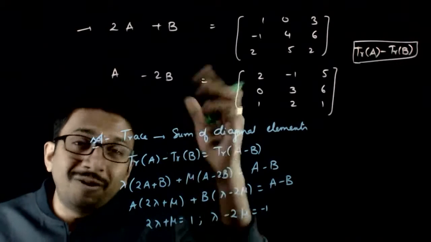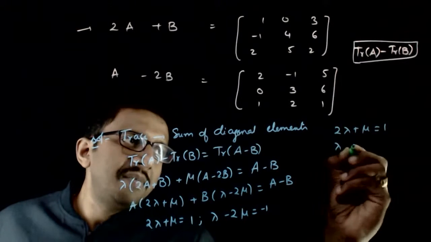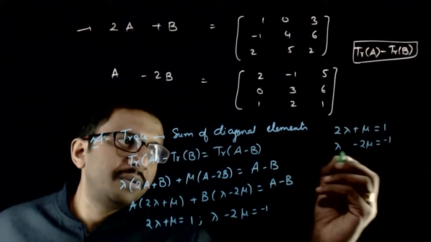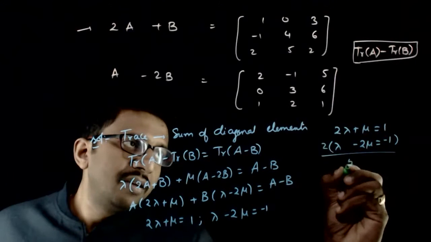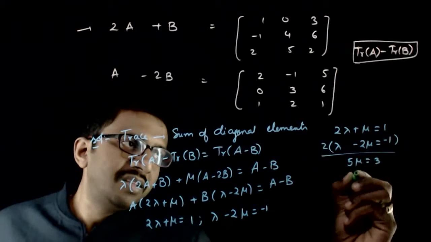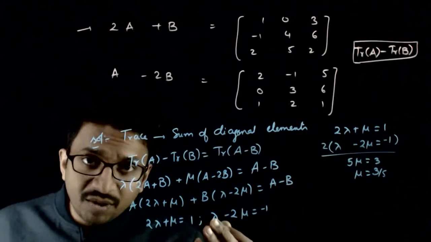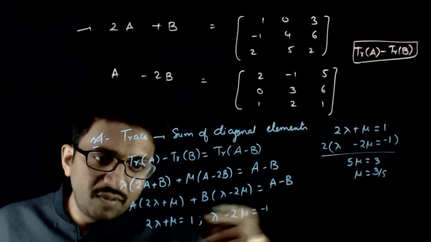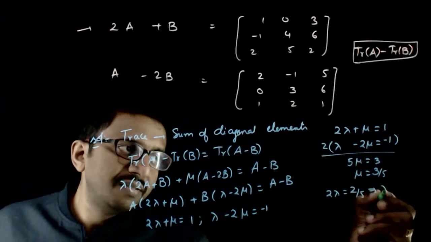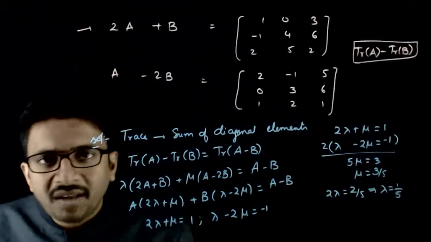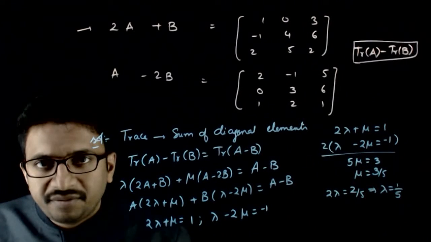So can I solve these two equations? It is easy to solve. I don't need to write everything. So 2 lambda plus mu is equal to 1. Lambda minus 2 mu is equal to minus 1. So I'll multiply this with 2 and I'll subtract this. So you get 5 mu is equal to 3. So mu is equal to 3 by 5. And if you put mu is equal to 3 by 5, 2 lambda is equal to 1 minus 3 by 5, which is 2 by 5. So lambda is equal to 1 by 5. So 3 by 5 and 1 by 5.